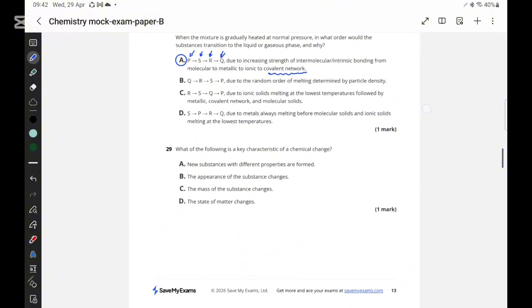Moving towards the next question, they are saying which of the following is a key characteristic of a chemical change. For a chemical change, a new substance forms, and that is going to have different chemical properties. So the answer is going to be A.